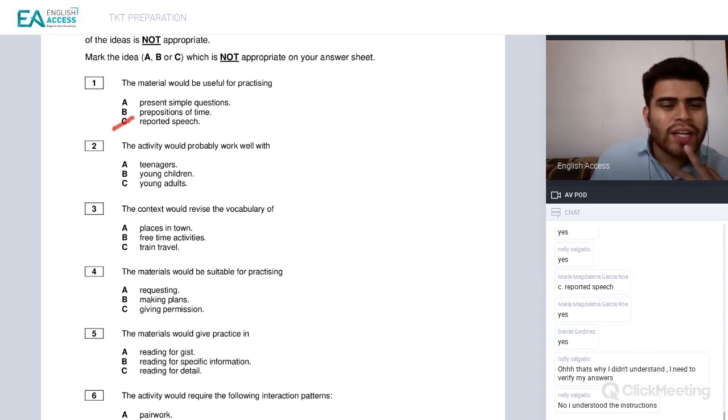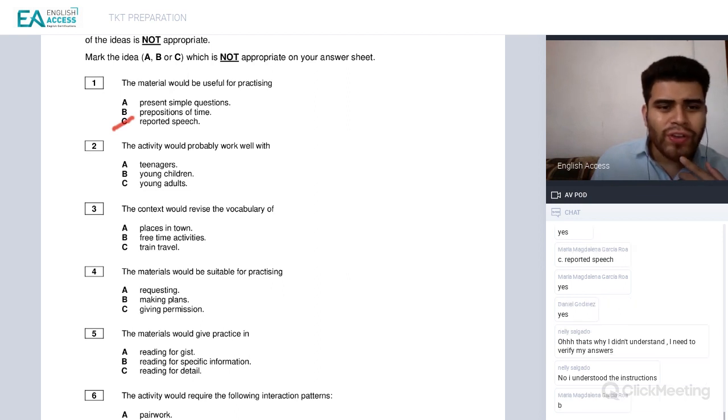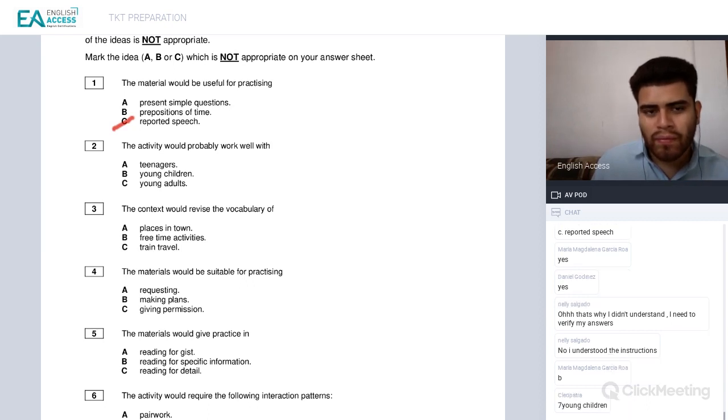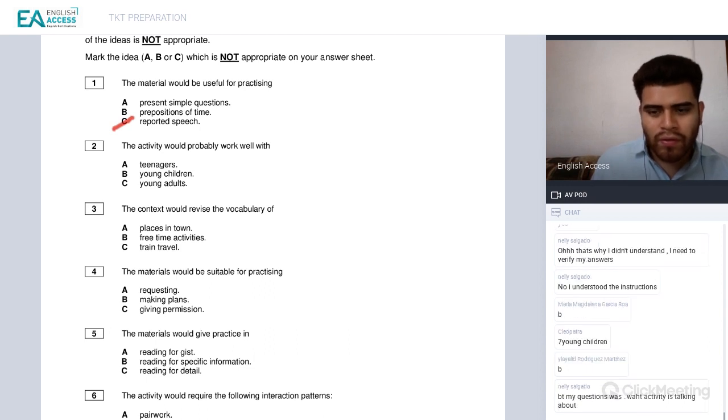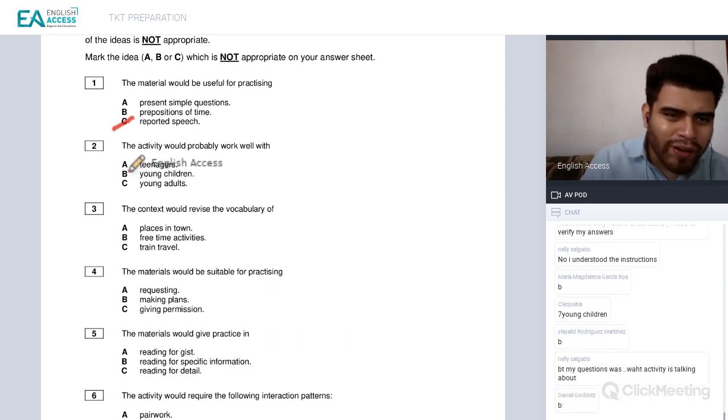2, the activity would probably work well with teenagers, young children, or young adults. Which one is not appropriate? Yes, it really wouldn't work with young children.